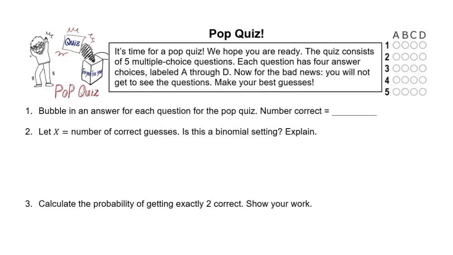Pop quiz. Right now. Hope you're ready. The quiz consists of 5 multiple choice questions. You guys have room to answer those 5 multiple choice questions right here. Each question has 4 answer choices, A, B, C, D. Bad news. I'm not going to tell you what the questions are. Take your best guess. Go. You guys have like 30 seconds. Take your best guess.